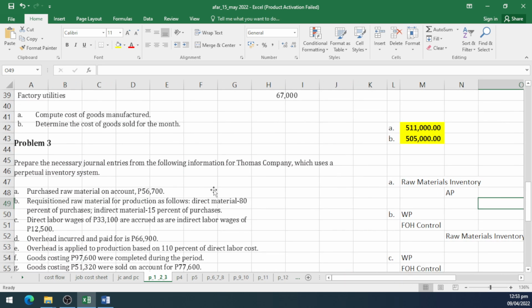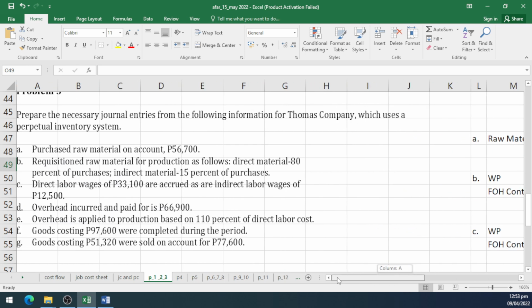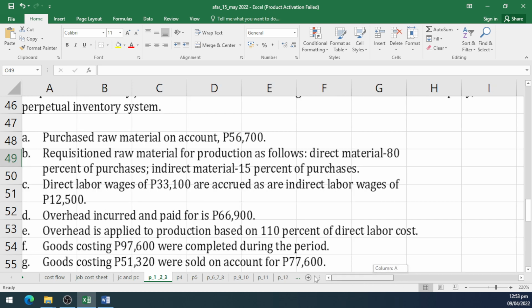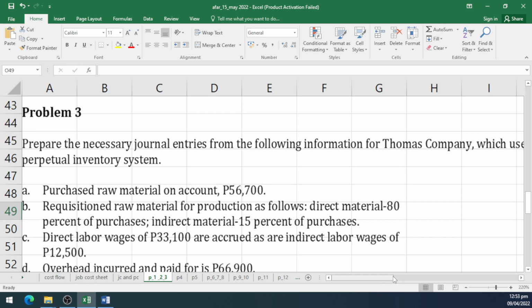Okay, so we will use the problem number 3 this time to illustrate, to complete our manufacturing cost flow. Ito po, problem number 3. Entries for the following. Purchase raw material on account, 56,700. Requisition the raw material for production. 80% ng purchases ay direct. 15% ng purchases indirect.